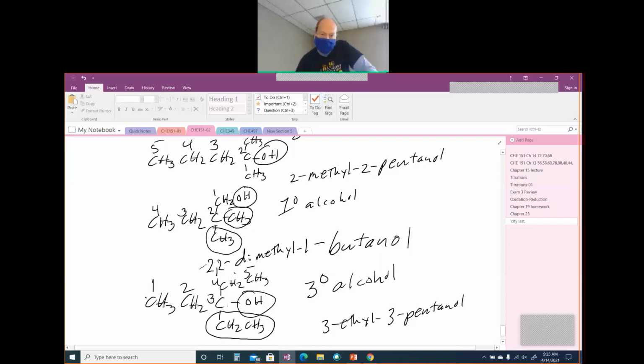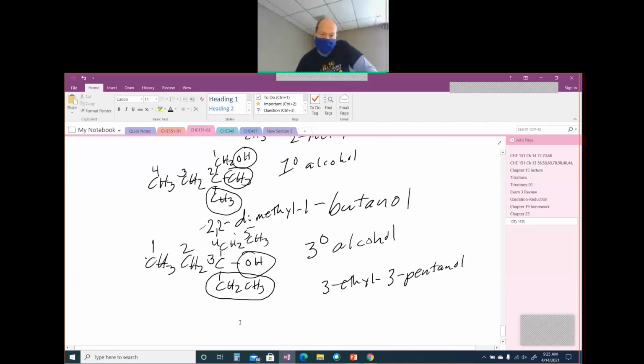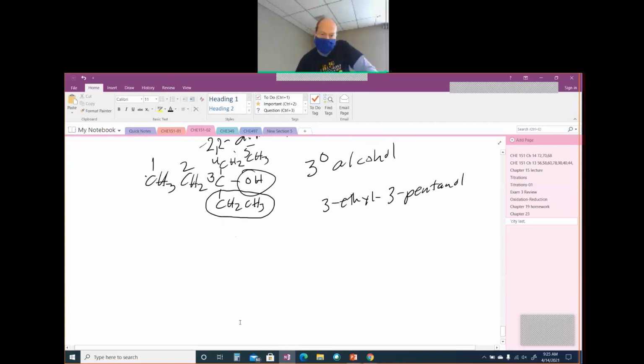The reason why some people will miss it is they'll put a 1 for the OH. No, OH is not always number 1. The only one that's always number 1 is a carboxylic acid or an aldehyde. Everything else, longest carbon chain, lowest number for the functional group. All right, 58.